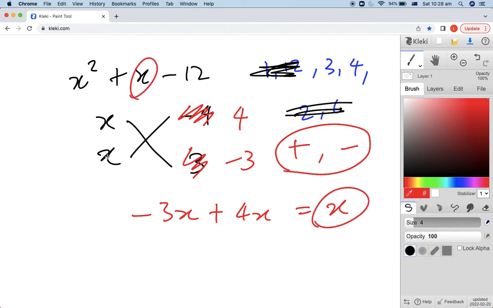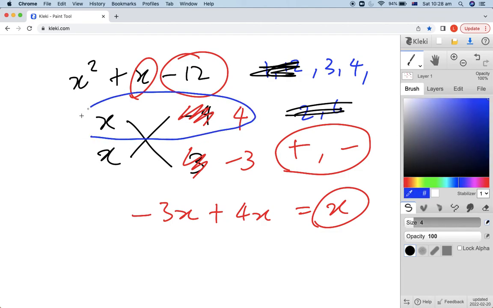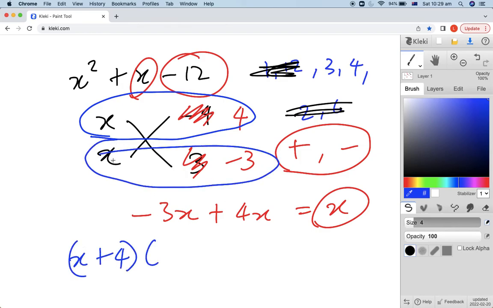So x times x gives us x squared. Doing the cross method, following the diagonals and adding them up, we get x, and 4 times minus 3 gives us minus 12, which works out just fine. So once again, writing across, that would just be x plus 4 in brackets, and writing across from here to here, this would just be x minus 3.